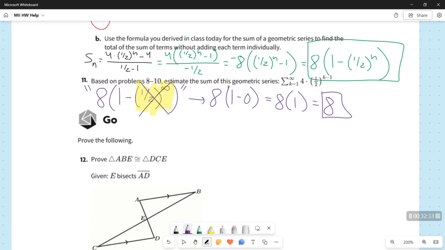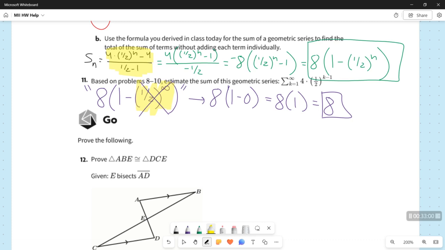You could do something similar with our original problem in B. You could go all the way back to this one and do the same thing. The 1 half to infinity is going to become 0, so your numerator simplifies to -4. Your denominator is -1 half, and -4 divided by -1 half is also positive 8. So it would work even if you go back to the original unsimplified version.